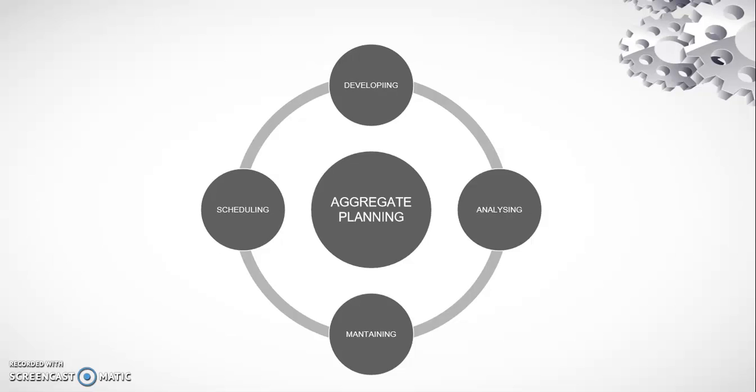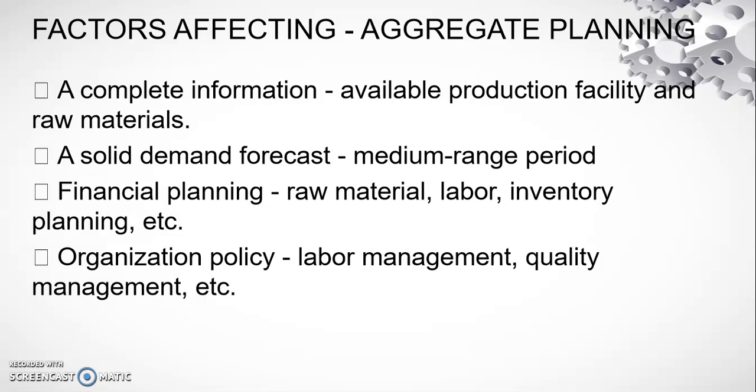Properly done, aggregate planning should minimize the effects of short-sighted day-to-day scheduling in which small amounts of material may be ordered one week, with an accompanying layoff of the workers, followed by ordering larger amounts and rehiring workers for the next week. So what could be the factors that affect the aggregate planning?